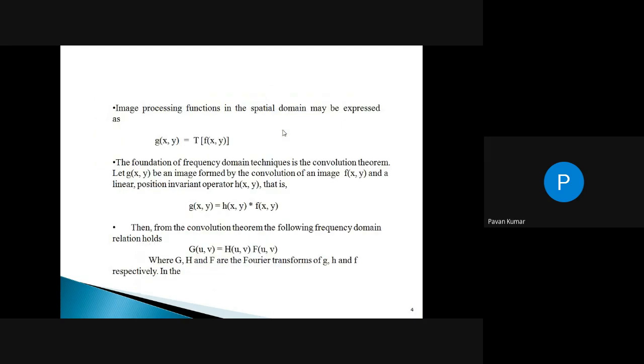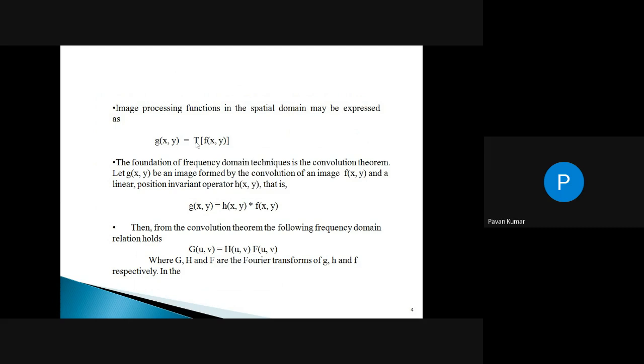Here, this is image processing in the spatial domain. f of x comma y is the input image or original image, and g of x comma y is the enhanced image. T stands for the transformation function. Transformation here means we can take linear or non-linear functions, such as image negative or inverse transform, thresholding, and exponential transform. All those techniques we apply on the image in the spatial domain.